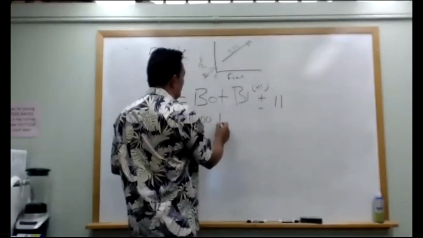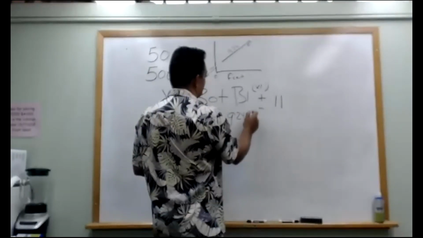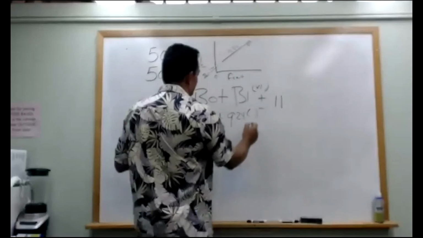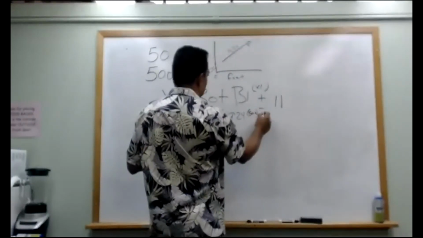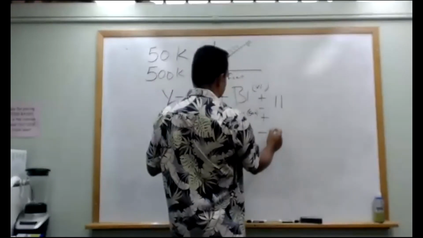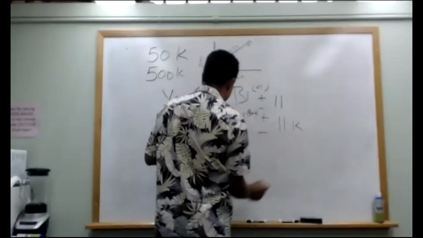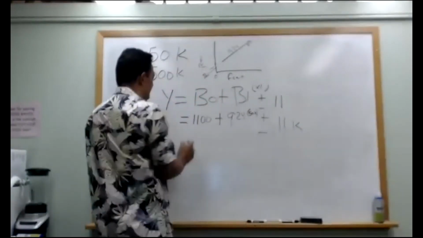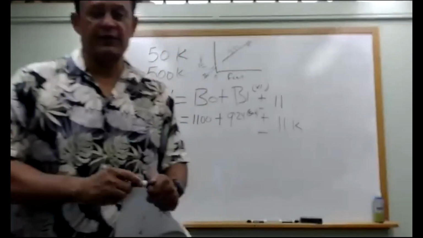$1,100 plus $9.24 times 50,000, plus or minus $11,000. This is going to tell us how much money we're going to make. Do we open up this store?